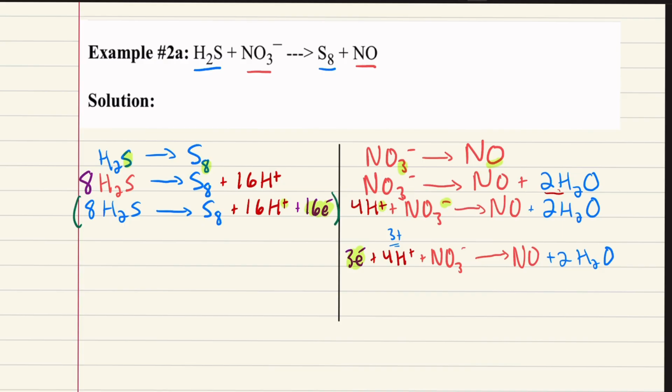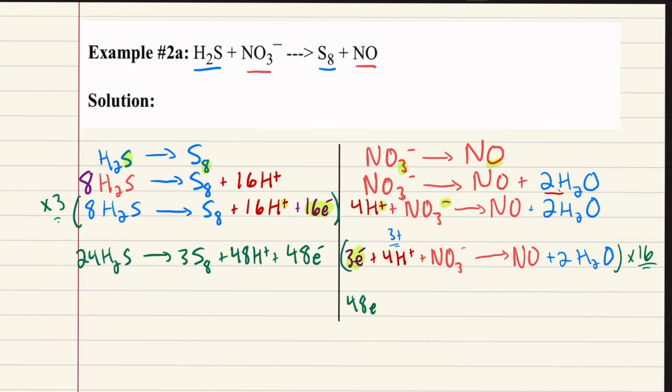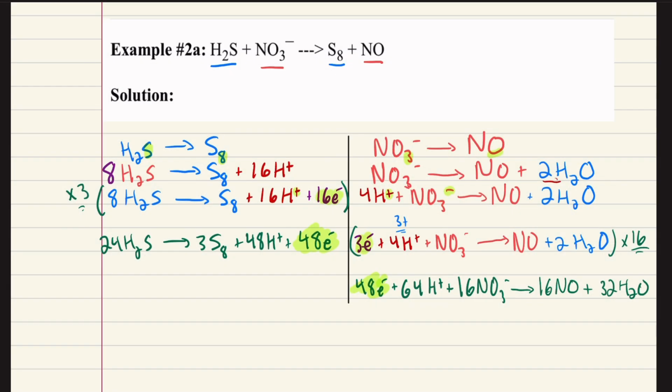Now to make sure that our electrons cancel out in the final redox reaction, we're going to find a lowest common multiple between the two half reactions. In this case, that'll be 48. So we're going to multiply the first half reaction by 3 and then the second half reaction by 16. And once again, we must multiply everything in those half reactions by those coefficients, not just the electrons.